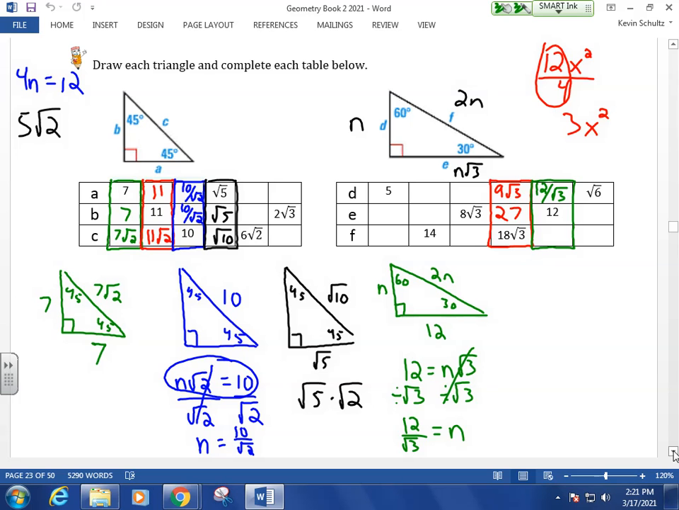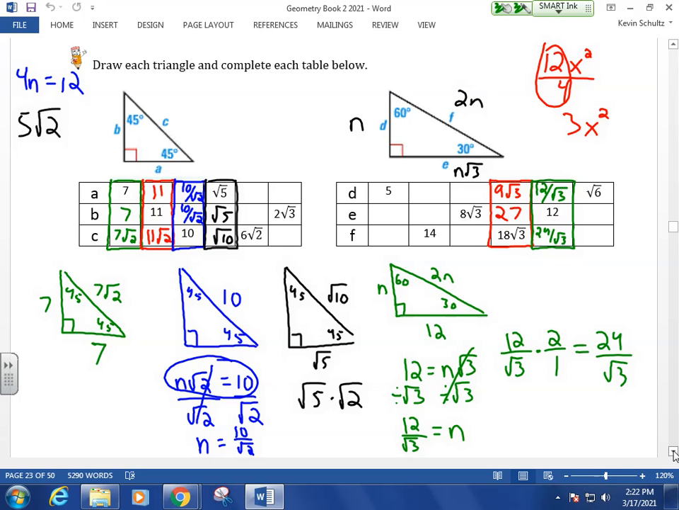And now we get the hypotenuse, which is 2n. We're going to want to multiply that value by 2. So we've got 12 divided by root 3, and we're multiplying it by 2, which when we write it out in fraction form, doesn't look too bad here. It'd be 24 as a numerator over what? Over root 3. Because root 3 times 1 is just itself. Okay? So our hypotenuse value is 24 over root 3.